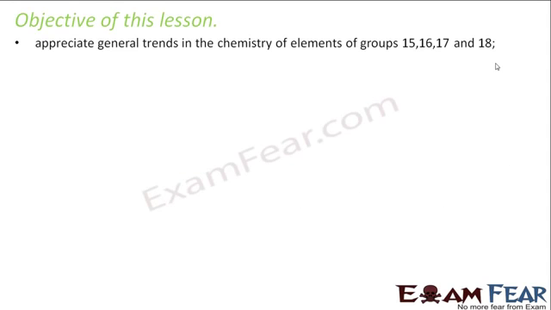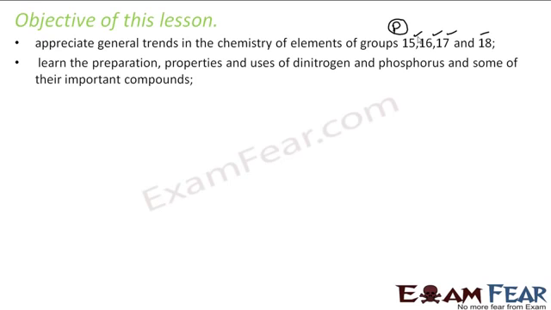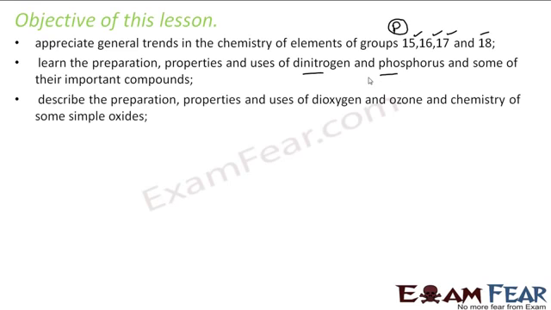The objective of this lesson is to appreciate the general trends in the chemistry of elements of groups 15, 16 and 17. So we'll study P block elements. In P block elements we'll be studying groups 15, 16, 17 and 18. Groups 13 and 14 we have already studied in the previous class. We'll learn how to prepare dinitrogen and phosphorus and also some of its properties and important compounds.